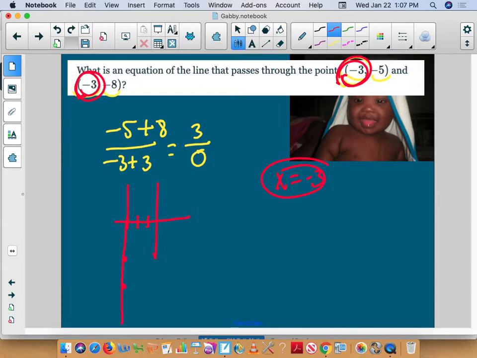What are you going to do if the y's are the same? Hadn't happened to us yet today. You'll say y equals. It's a horizontal line because if you go out like 4 and go up 8, and you go back 2 and go up 8, do you see it has 0 slope?